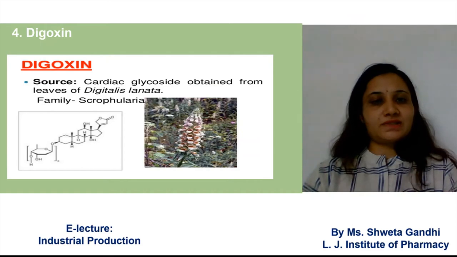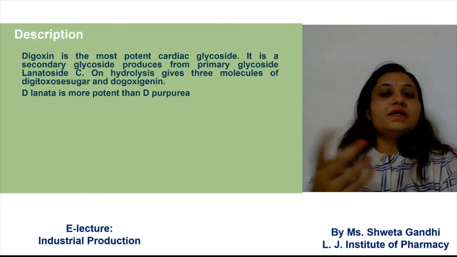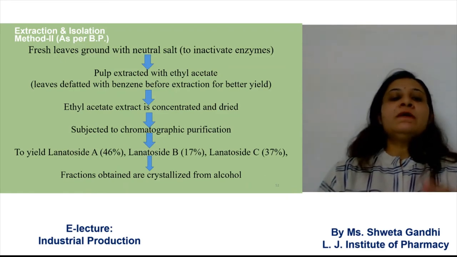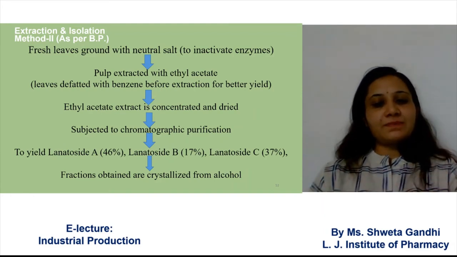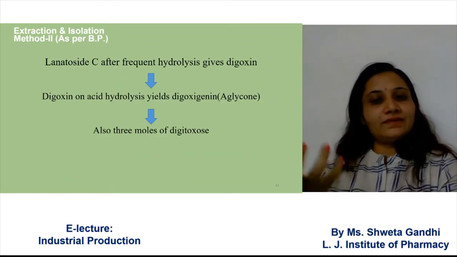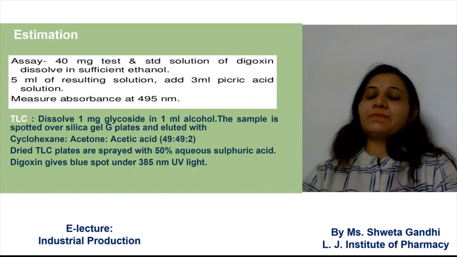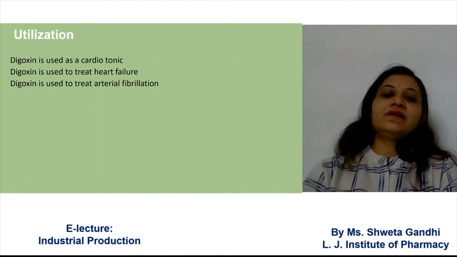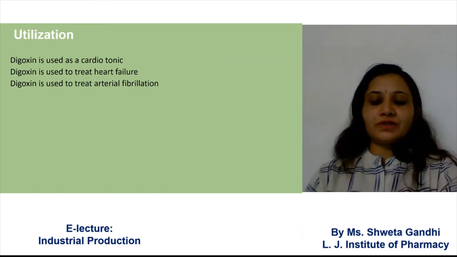Next comes digoxin. It is a cardiac glycoside obtained from Digitalis lanata, and the family is Scrophulariaceae. This is the source, the physical properties, extraction method 1, method 2, in the same way. We take the drug, powder it, treat it with ethyl acetate, extraction is made, and then the different extracts are separated out and again treated with alcohol, and digoxin is separated, and with another, digoxigenin is separated. Estimation can be done with the help of UV detectors. Utilization is as a cardiac tonic, in heart failure and atrial fibrillation, that is, mainly in the treatment of heart-related conditions as a cardiotonic.